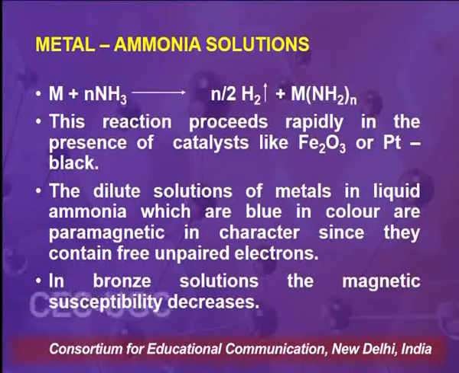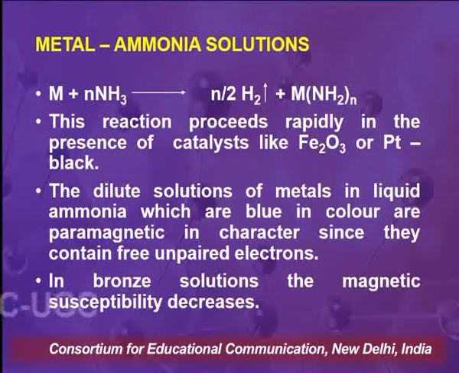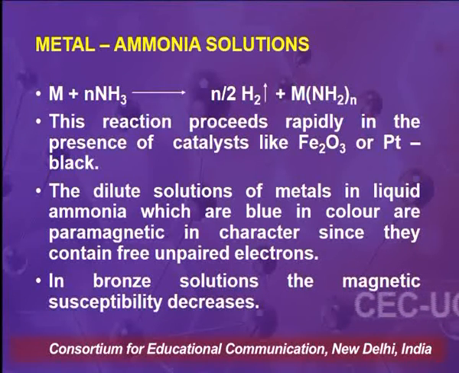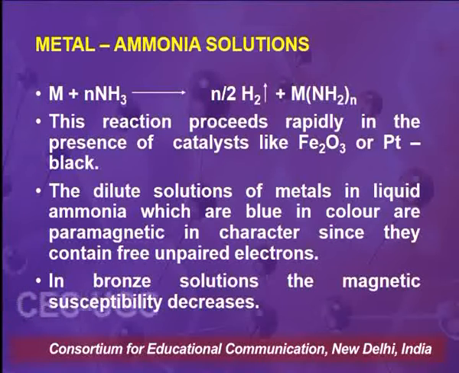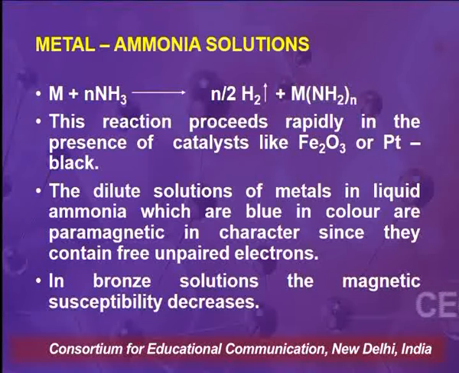Metal on reaction with n moles of ammonia will give hydrogen and a metal amide complex. This particular reaction proceeds rapidly in the presence of catalysts like ferric oxide or platinum black. The dilute solutions of metals in liquid ammonia, which are blue in color, are paramagnetic in character since they contain free unpaired electrons.